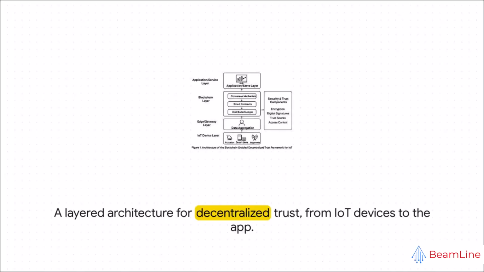This new architecture solves the trust problem in layers, so let's just walk through it. At the very bottom, you have the physical IoT devices themselves. They connect through an edge or gateway layer for data aggregation. But the real magic happens right here, in the blockchain layer. This layer acts like a decentralized public notary. It uses tools like a distributed ledger and smart contracts to create a secure, tamper-proof record of who is who and what happened. Only after trust is established here does the information move up to the final application layer.